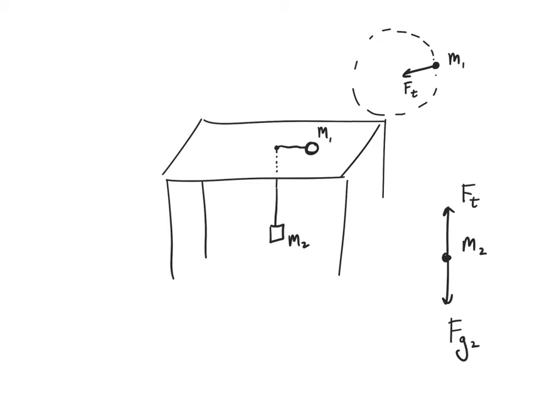Okay, so a problem like this, we would have two equations of motion. One would be a radial or circular equation of motion up here, and the other would be a vertical equation of motion only. No horizontal equation of motion here.